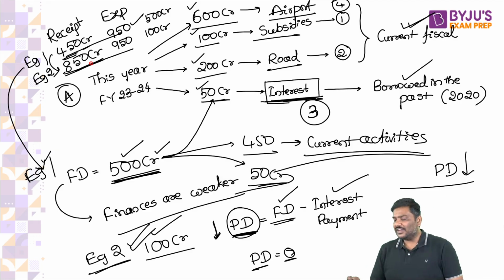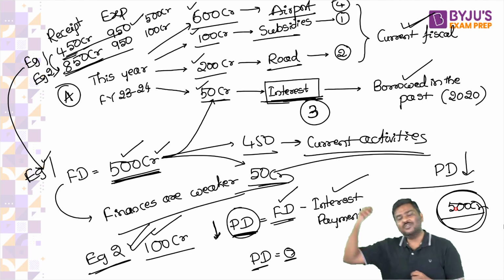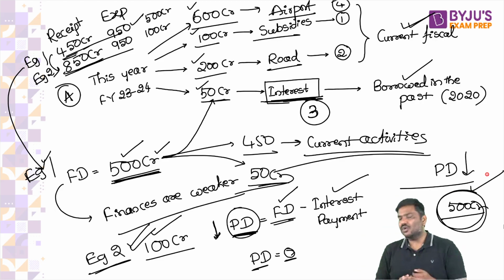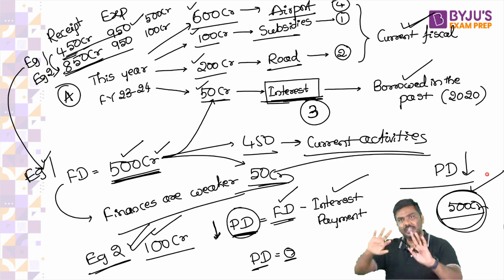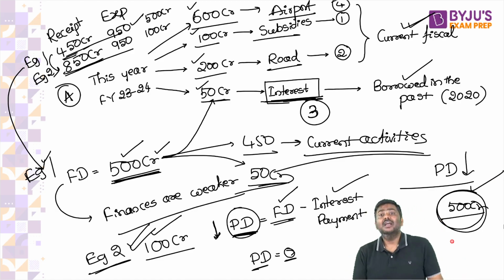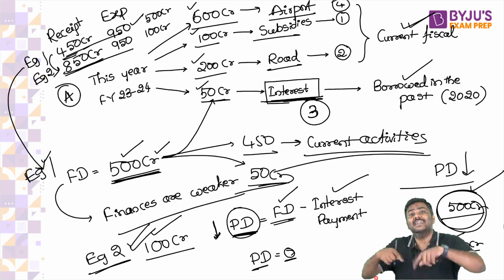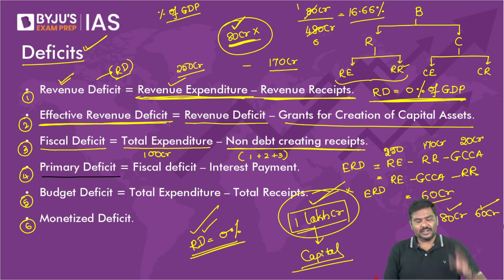Because if I say fiscal deficit is 500 crore, can you please tell me out of 500 crore, how much you are borrowing to take care of your current year expenditure? How much for the past borrowings? You cannot tell me that. But on the other side, if I say primary deficit is 100 crore rupees, does it not mean you're borrowing 100 crore rupee to take care of your current year activities? So that is a basic idea. Primary deficit is a much better indicator.